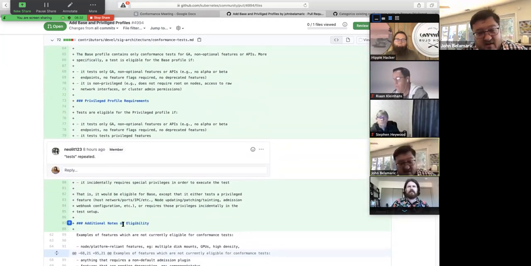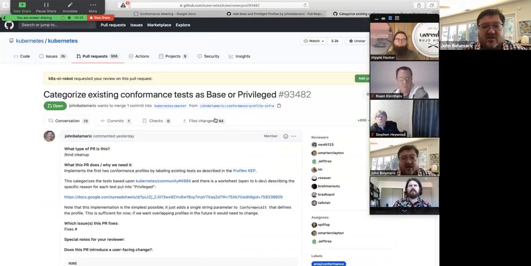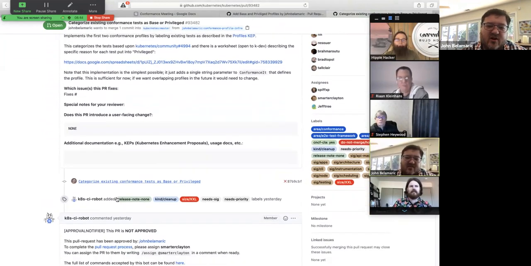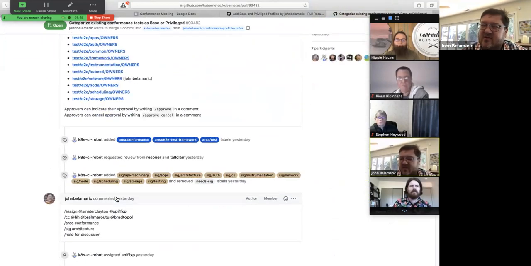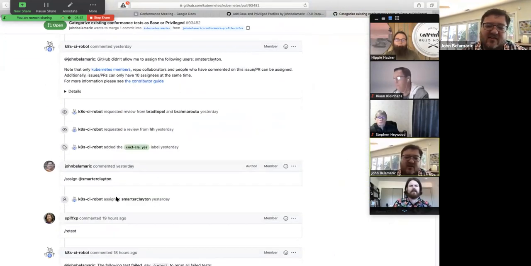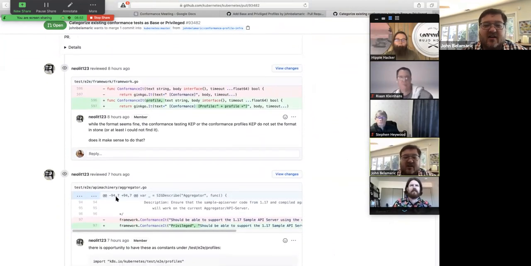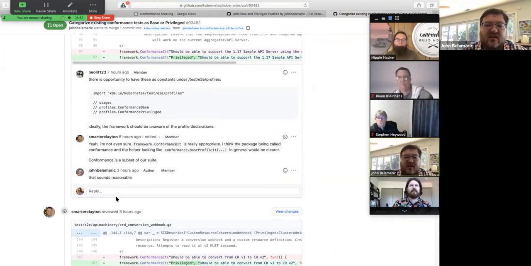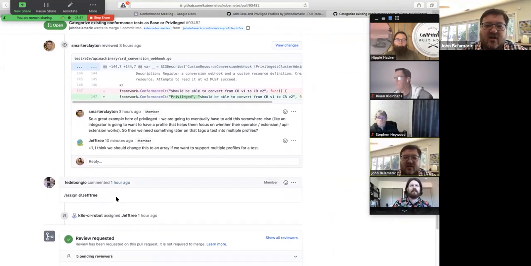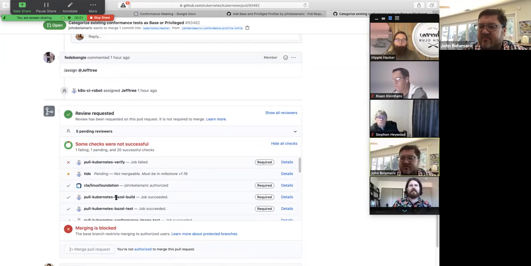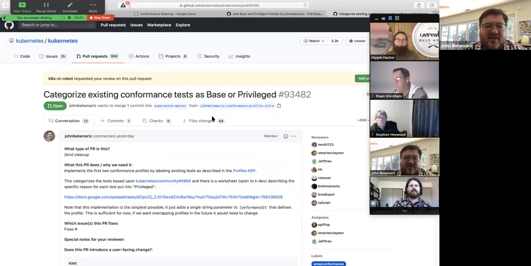And then there's a subsequent PR that takes this and goes through all the existing conformance tests and categorizes them according to these two profiles. We end up with 62 privileged tests and 200-some-odd base tests. So I do see there are some reviews there. I'll open the floor for comments and abuse.